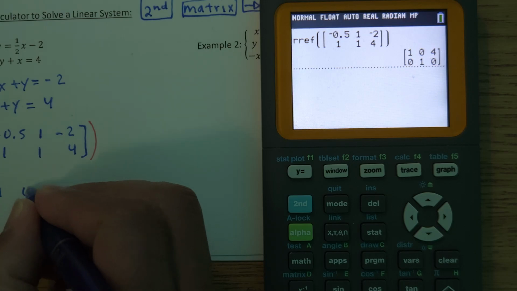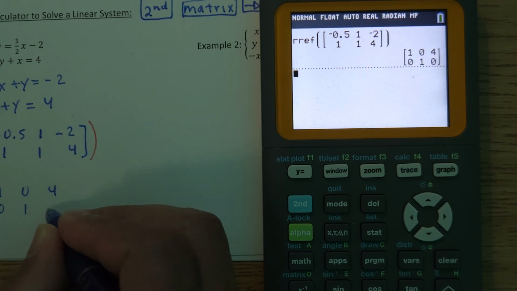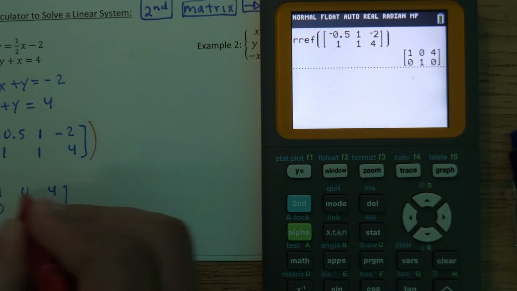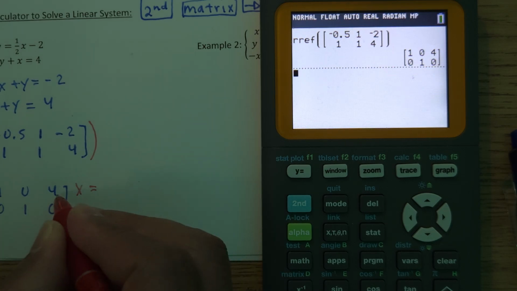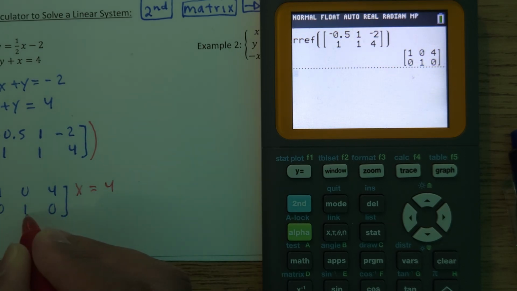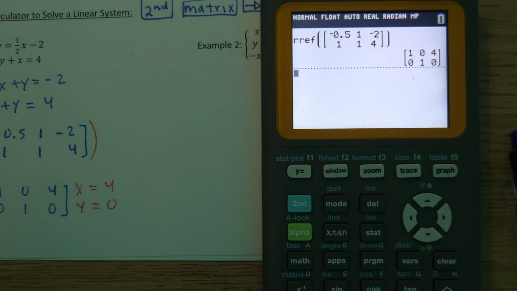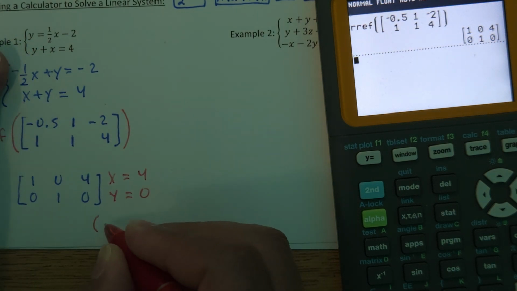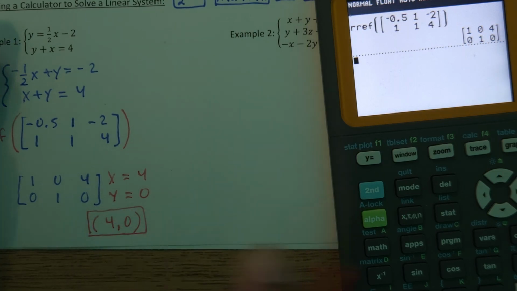So this is 1, 0, 4, and then the second row is 0, 1, 0. So what does that mean? Okay, so the first one represents x, which means x is equal to 4. And this one represents y. This is in the y position, which means the y coordinate is 0. So based on the matrix that the calculator gave us, these two lines are going to intersect where x is 4 and y is 0, and that's the solution to this system of equations.